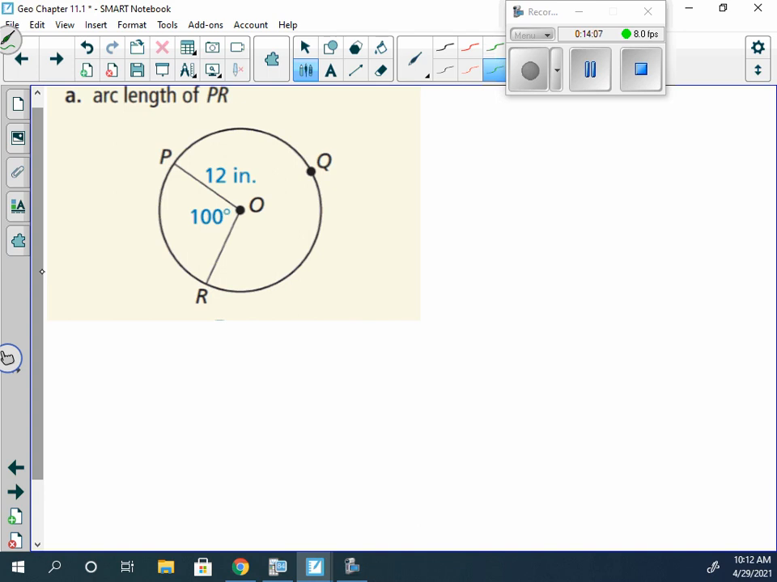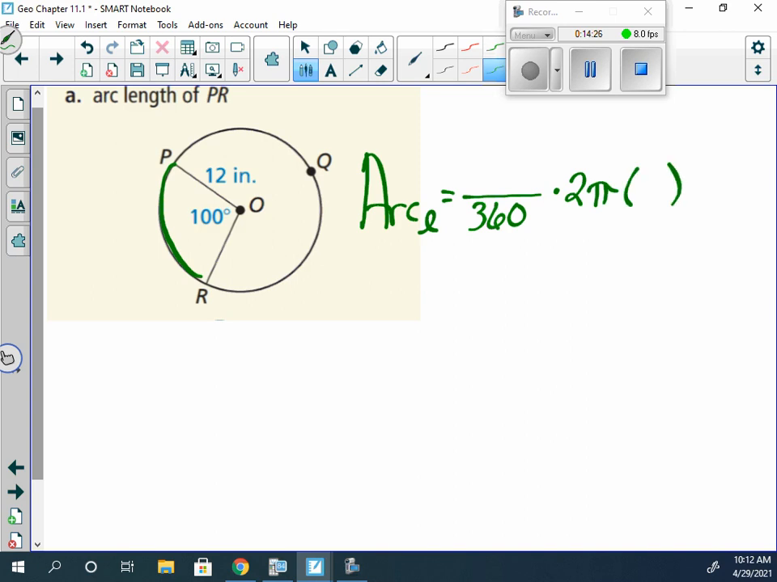Okay, this time we want to find the arc length of PR, from P to R. So our arc length is equal to the arc's measure over 360 times 2 pi r, because that's what they gave us. They gave us the radius. If they gave us the diameter, we would use pi times diameter. Now, what's the measure of our arc? And the radius is 12.